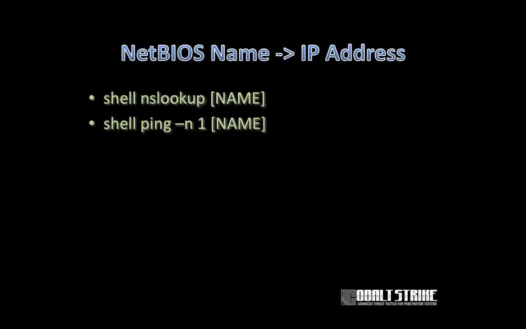When working with Active Directory, you're going to be dealing with three kinds of addresses. The NetBIOS name for a computer, which is a bare name like workstation or workstation1. You will be dealing with a fully qualified domain name, which would be something like ws1.corp.acme.com, and IP addresses as well. If you want to turn a NetBIOS name into an IP address, use nslookup or ping the system with one packet.